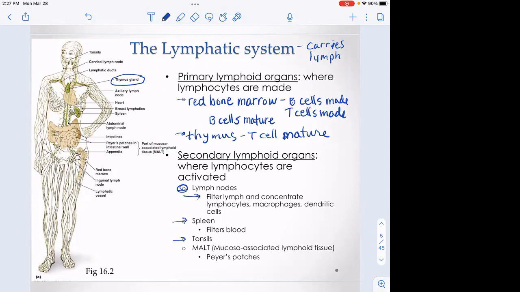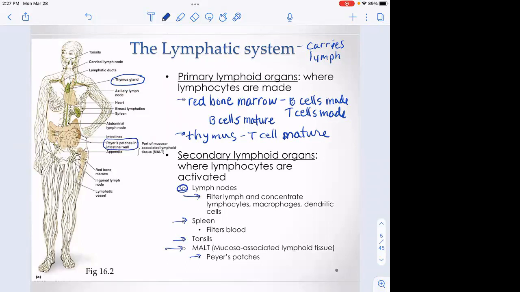And then there's one more kind of secondary lymphoid tissue that maybe is not as recognizable, but we call it the MALT, mucosal associated lymphoid tissue. So this is tissues that are acting as lymph nodes. They just don't have that tough outer covering that the lymph nodes have. So you can find these in all of our mucosal membranes. This particular one, Peyer's patches, you can see that right here.